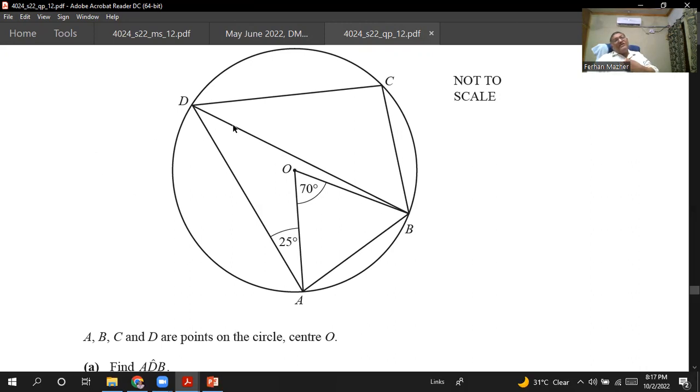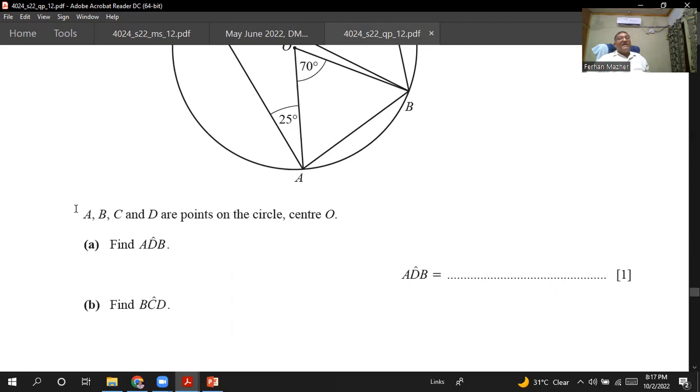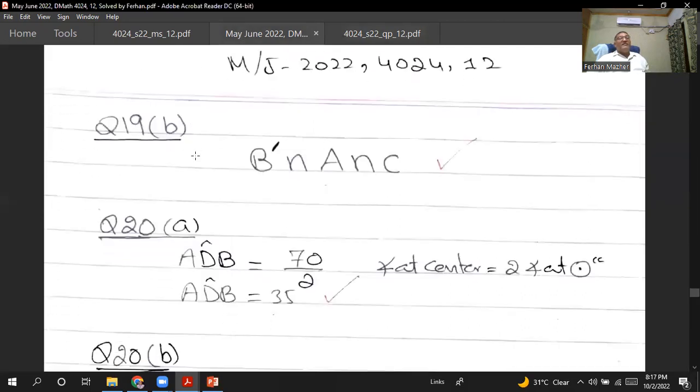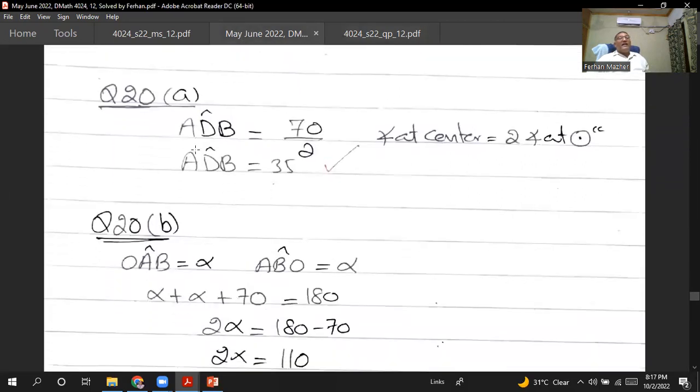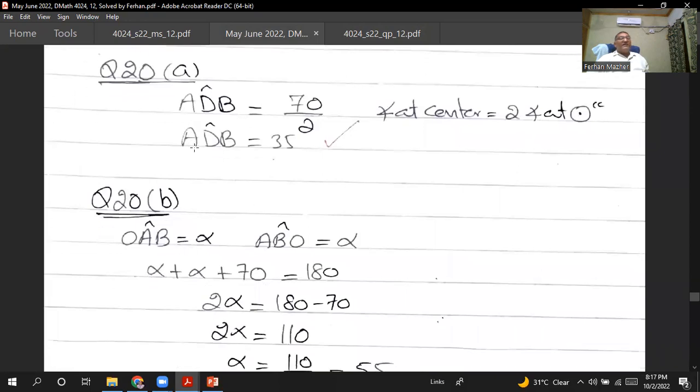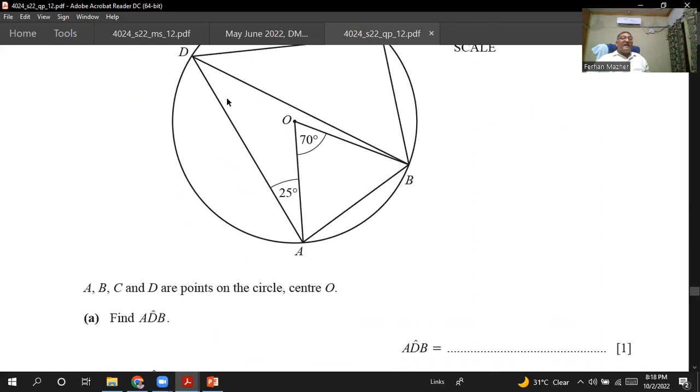So their first question is ADB. So this is the angle subtended by the chord at the circumference. And you know that the angle at the center is 2 times the angle at the circumference. So suppose this is x. So 2x is equal to 70. So very easily I can find out the ADB. The ADB angle will be equal to 70 by 2. The reason is angle at the center is 2 times angle at the circumference. So the ADB will be 35. So this angle here, ADB is 35.